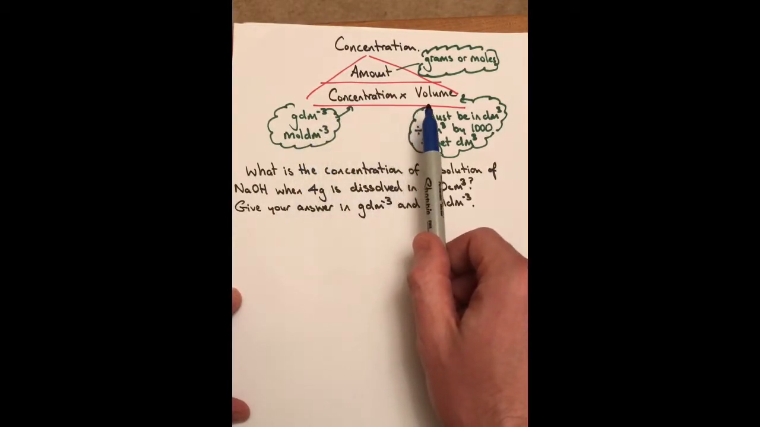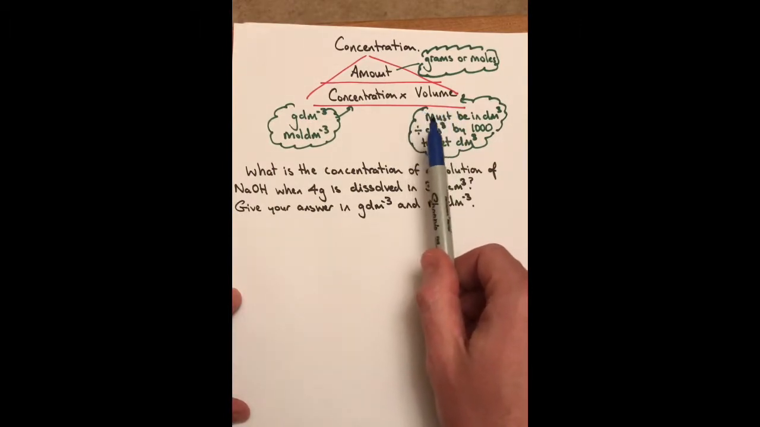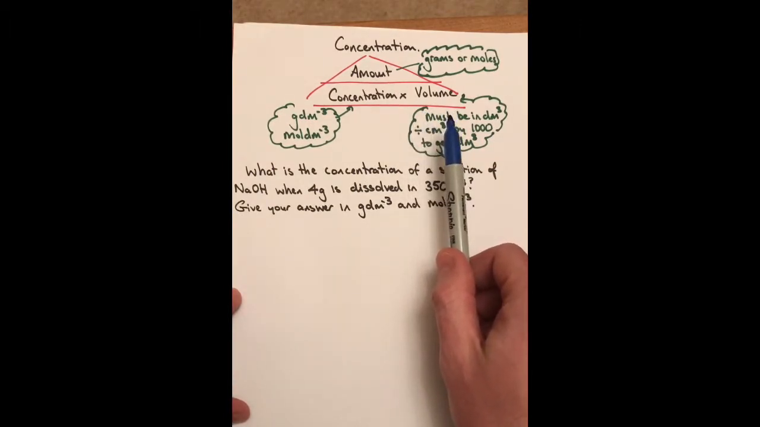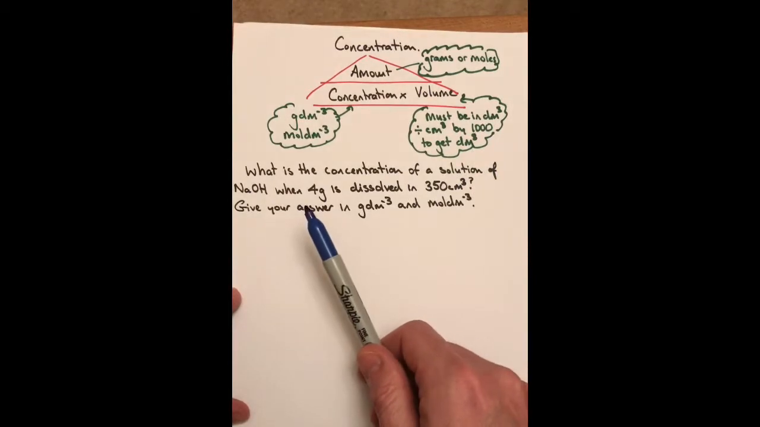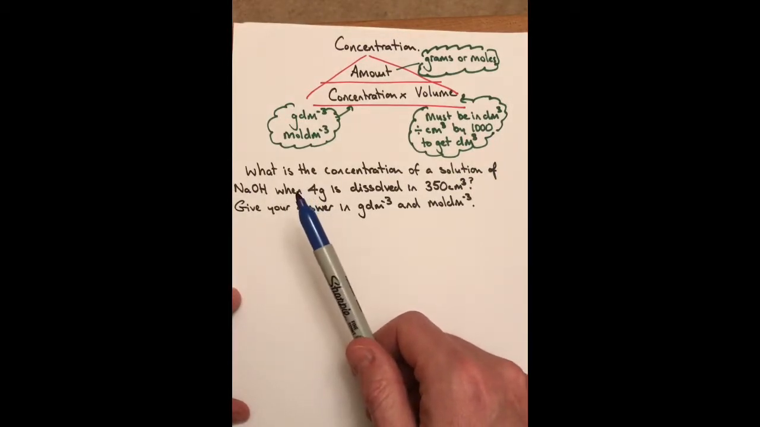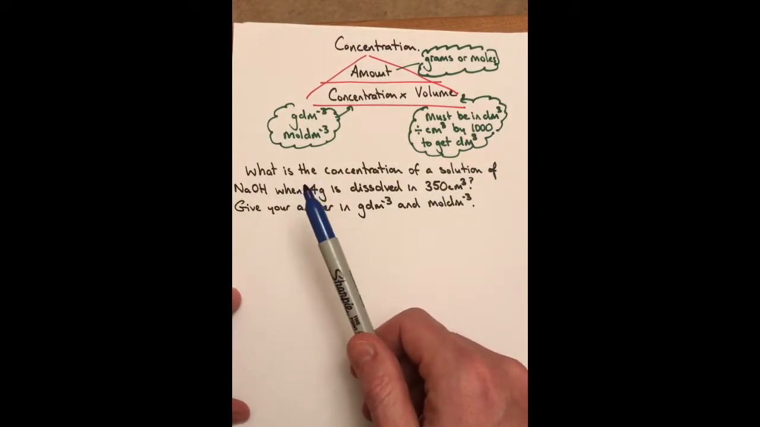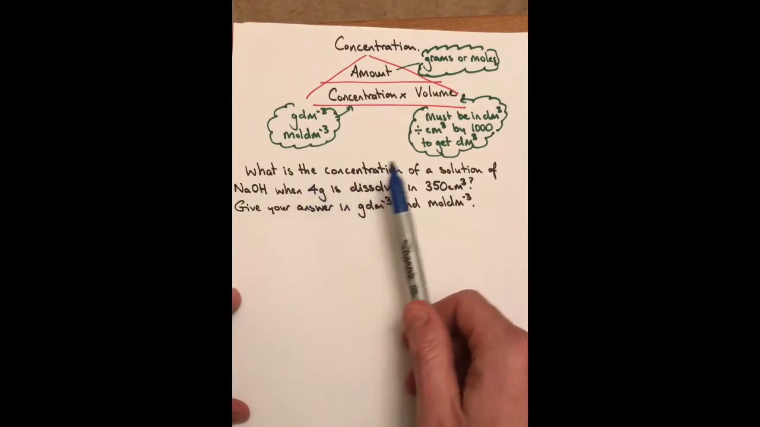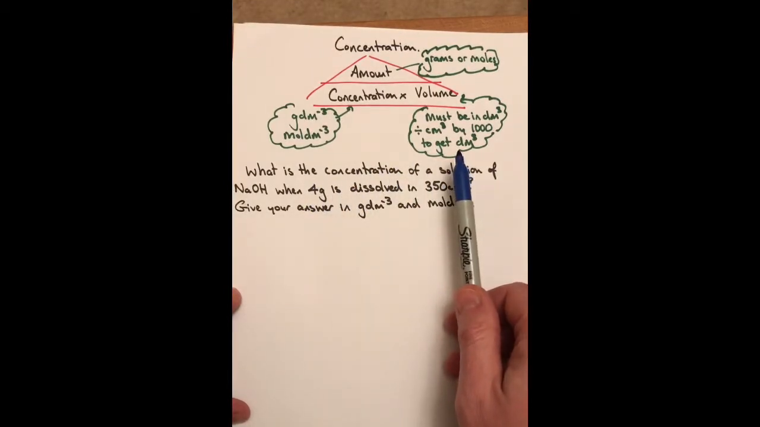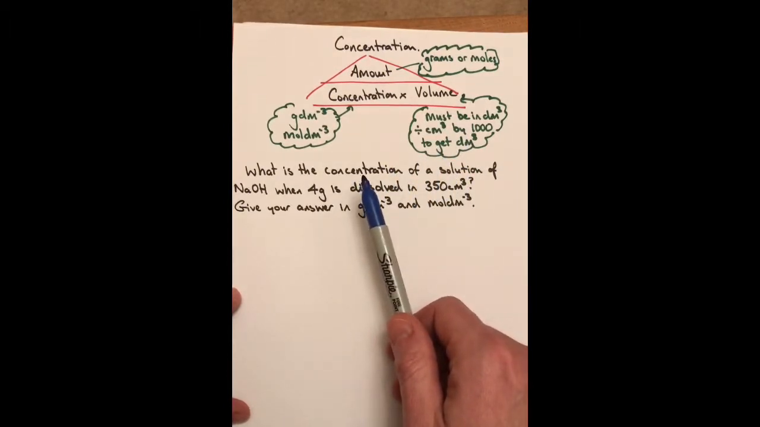That's then multiplied by volume. The thing to watch for with the volume is the volume must be in decimeters cubed. So if the question gives you it as centimeters cubed, we have to then divide that by 1,000 in order to convert it into decimeters cubed. That's one of the little traps that people forget to deal with.